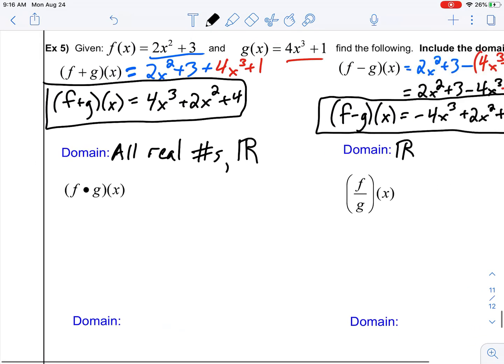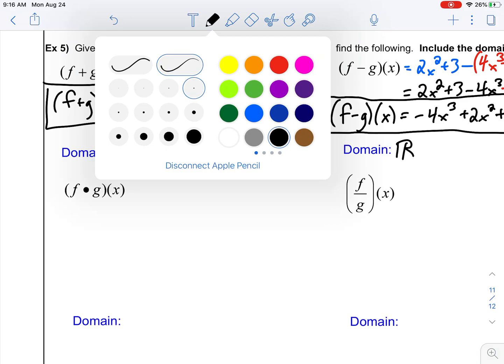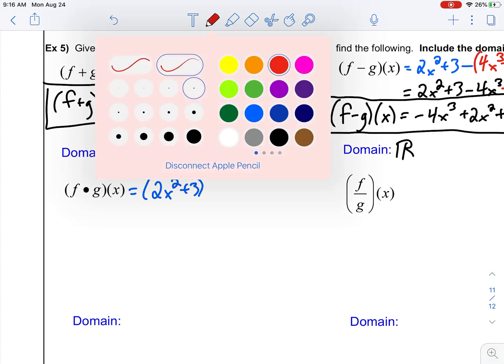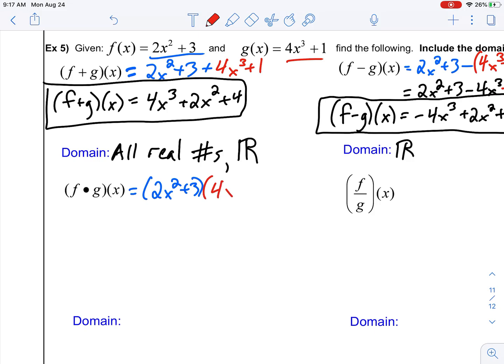Let's go down here and multiply them now. So for multiplication, I'm going to multiply 2x squared plus 3 times 4x cubed plus 1. And this is just a FOIL, kind of like what we did before. But before we do that, we're going to check the domains. F has no restriction. G has no restriction. My new function, no restriction. So again, all real numbers.